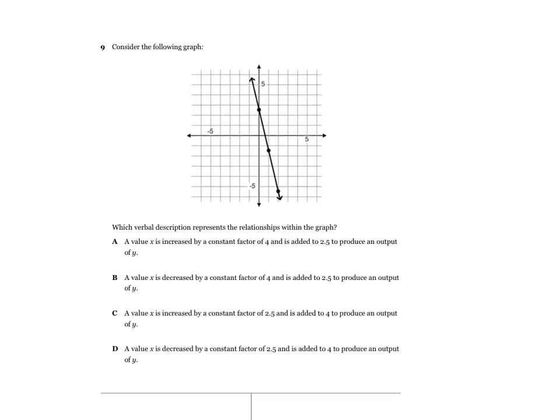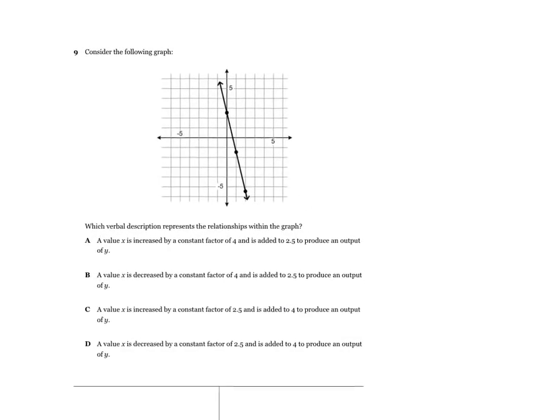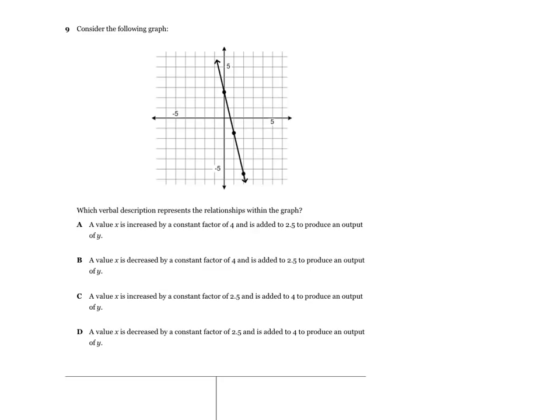Okay, number 9. Which verbal description represents the target? Again, look at my y-axis. Where is it crossing? 2.5. So it crosses at 2.5. Okay, it is decreasing. It's going down the stairs, right? We're going down. So that means decreasing.